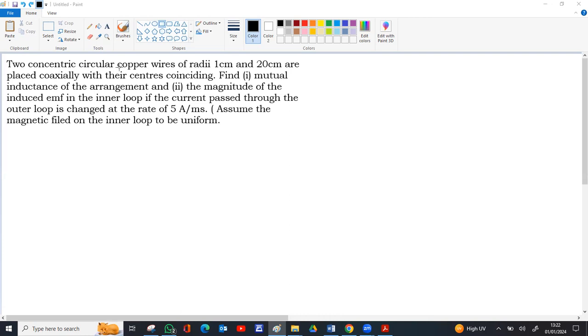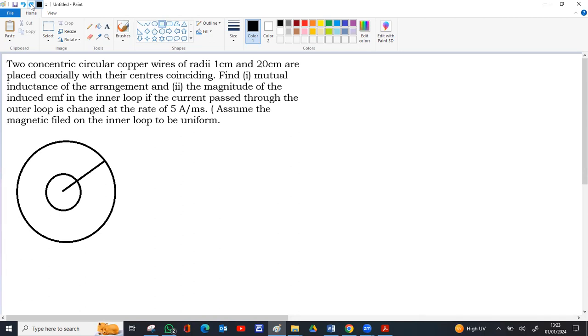There are two concentric circular copper wires, radius 1 cm and 20 cm. They are placed with the same axis with centers coinciding. So the outer loop, 20 cm, has radius capital R. The inner loop, 1 cm, has radius small r. They are placed with the same axis and same center, which means they are coplanar and concentric.